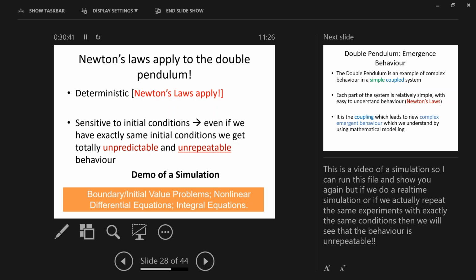Even if we have exactly the same initial conditions in the double pendulum, we get totally unrepeatable behavior. Now, as I say, it makes more sense when I demo this. I don't know whether you've seen this demo, but it's quite useful to see the demo. And this is the whole area of boundary value problems, initial value problems, non-linear differential equations, and integral equations. And there are numerous applications of these techniques in biological problems as well, including computational solutions.